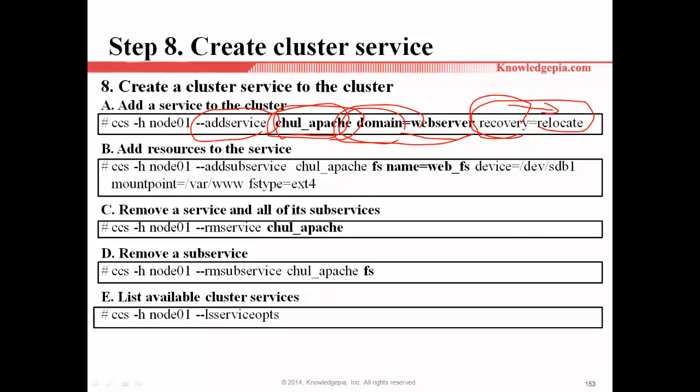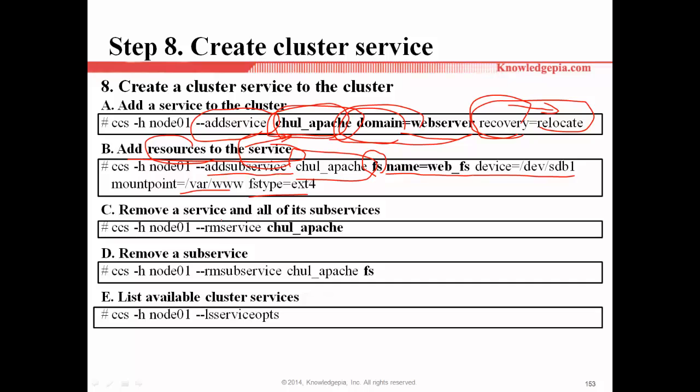And after that, B, add the resource to the service. We create here char_Apache. And to this service, we can add the resource we already created. So here, add service char Apache. This is the name of the service we create. And here, okay, FS, the name of the resource. So name is web_FS, device, mount point, and file system type.